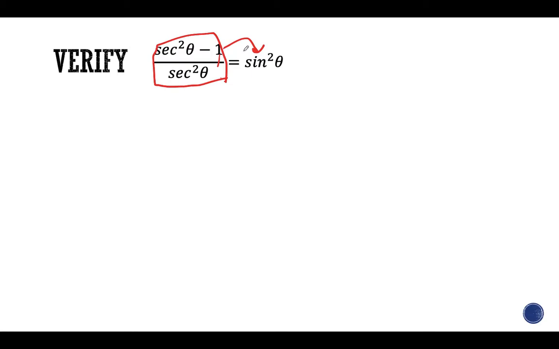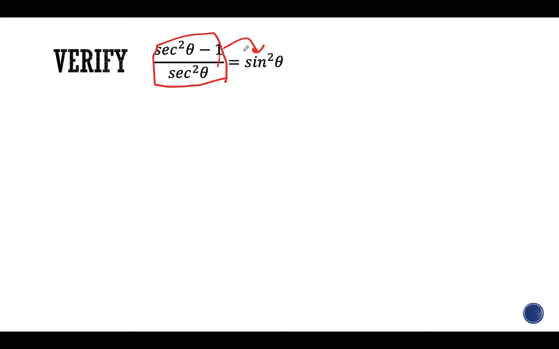So in this problem, can we get from secant squared theta minus 1 over secant squared theta, and can we show a path that verifies that this is equal to sine squared theta? And when we get to sine squared theta, we're done, all right?